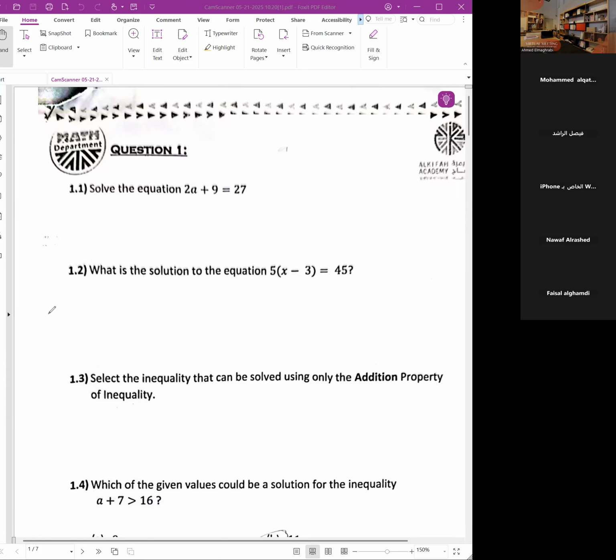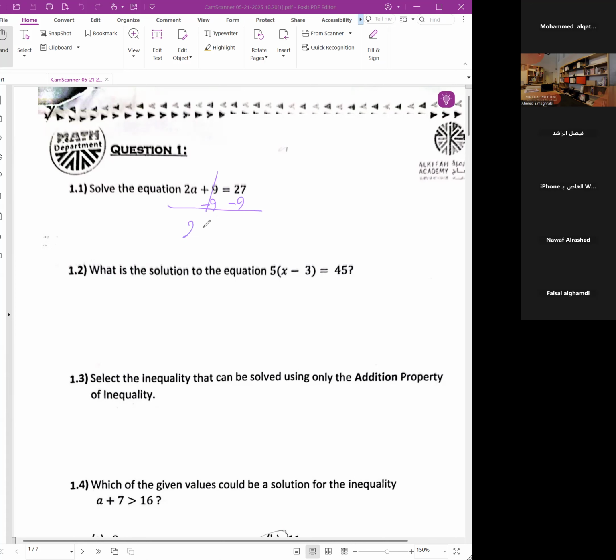Here, the first question asks me to solve this equation. I told you yesterday that if you want to solve this equation, firstly you have to do inverse operations of plus 9. So I should eliminate it by subtracting 9 from both sides. Now we eliminate 9, and it's 2a equals 27 minus 9, which is 18. So we're going to divide by 2 on both sides. This one will be eliminated also, and a equals 18 divided by 2, which is 9. So now the final answer is 9.